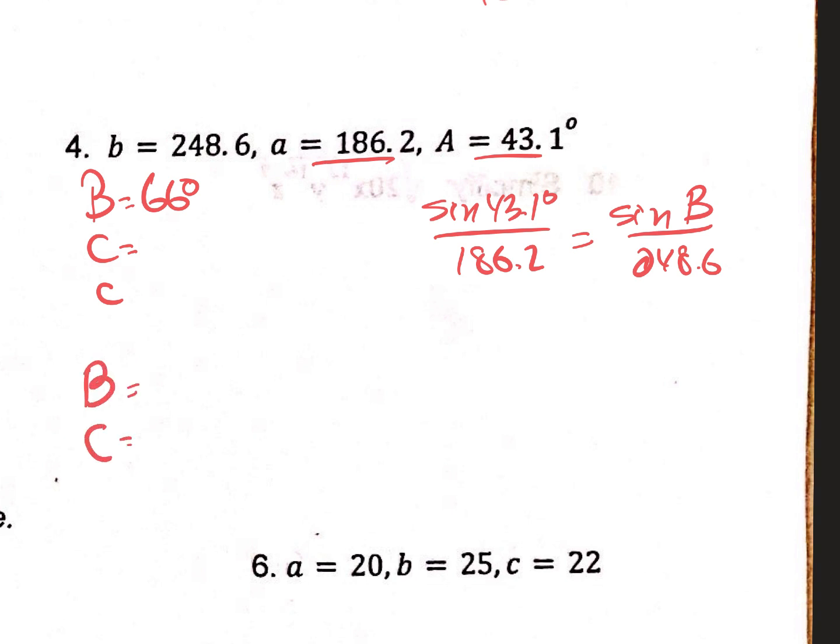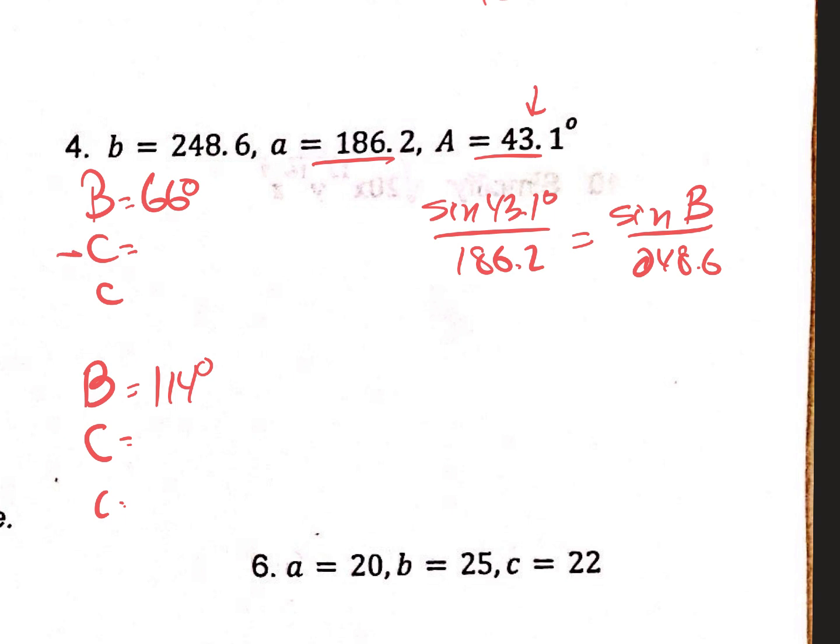So I'm going to come down here and see if there is. First of all, if that's 66, I'm going to subtract it from 180. 180 minus 66 is going to give me 114. Now, ask yourself, is 114 possible? If you have 114 and 43.1, is that okay? Yes, it is, because it's still less than 180.